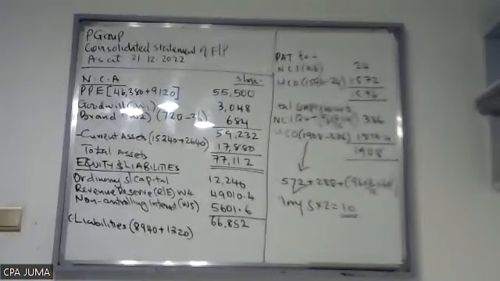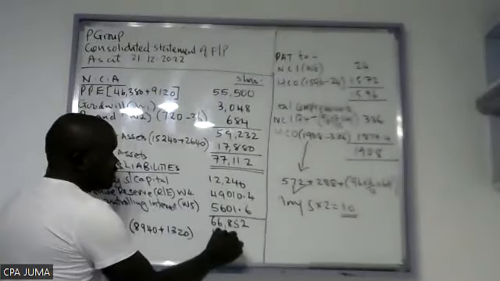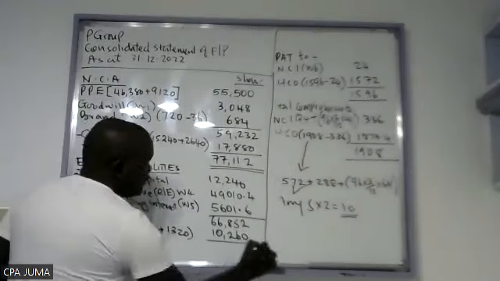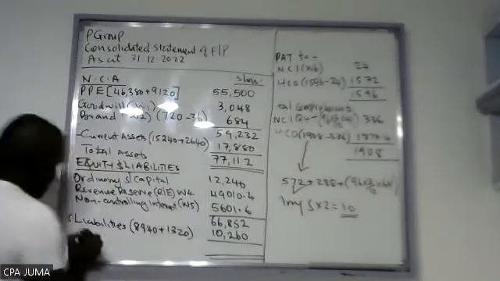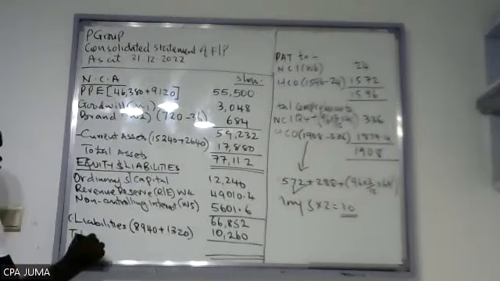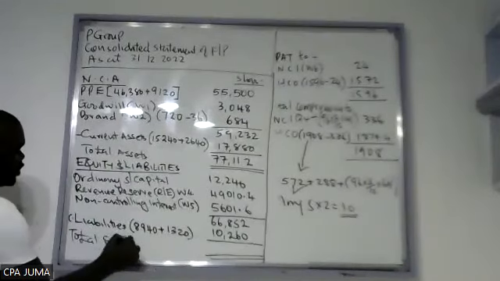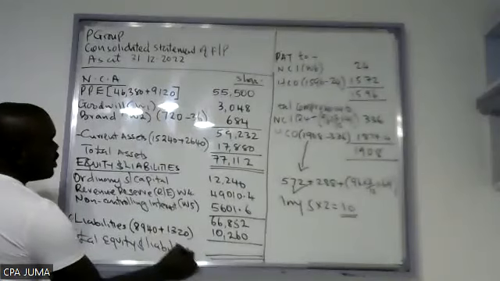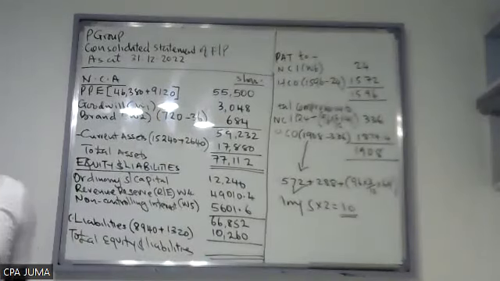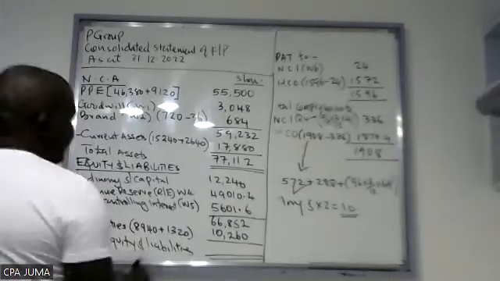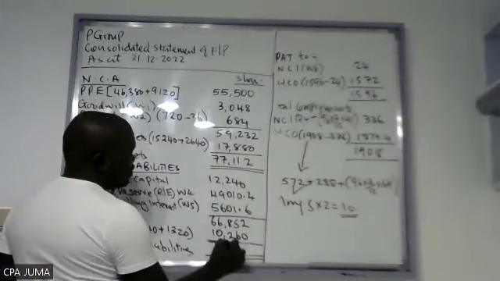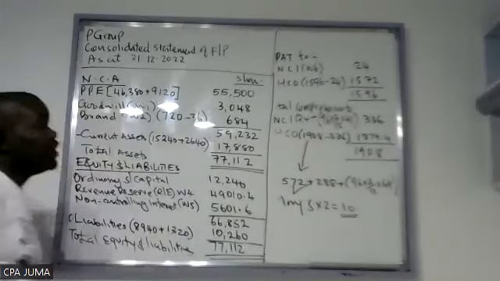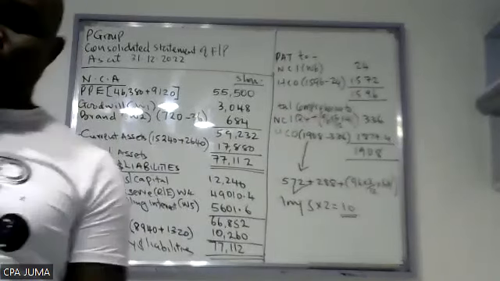10,60. Therefore, equity and liabilities balance indeed. Total equity and liabilities, how much are you reporting? Balancing, so that is 77,112. Correct. Even this one is 5 at 2.